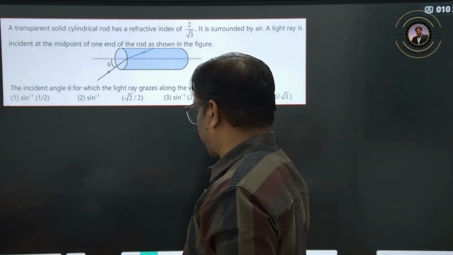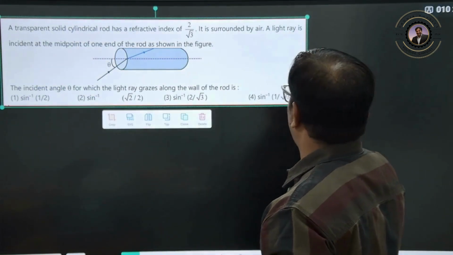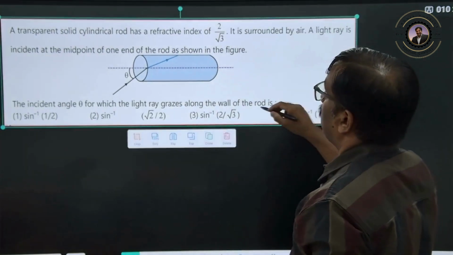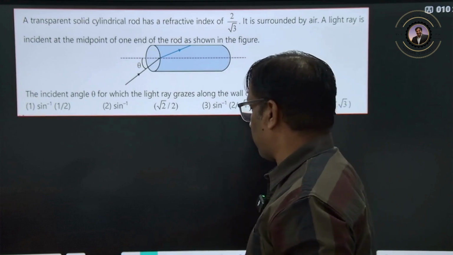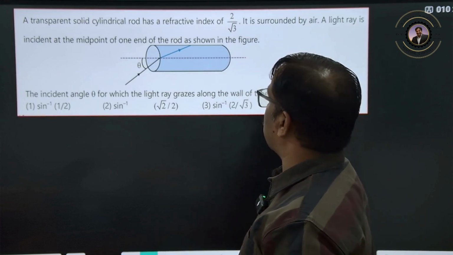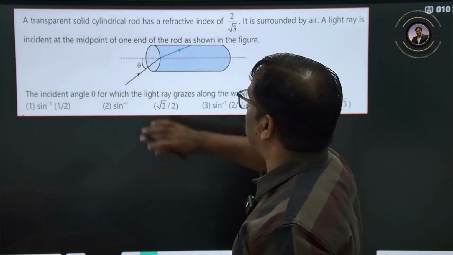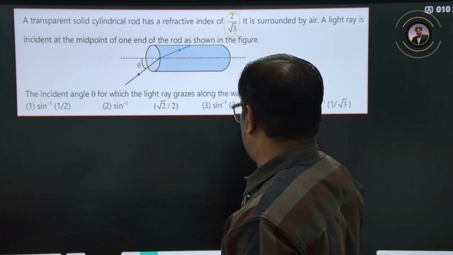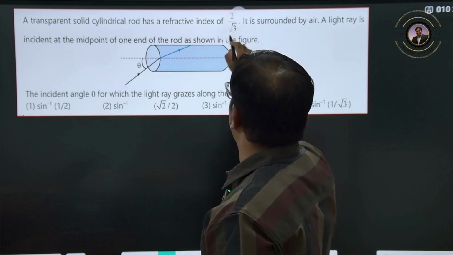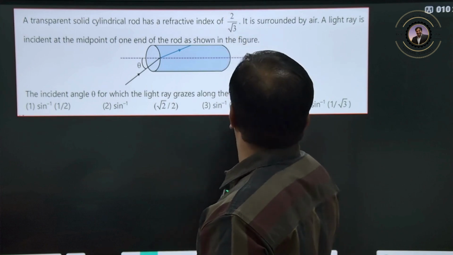Here, this is also one of your JEE Main questions. I think it is visible, right? Now, a transparent solid is there. This is a solid cylindrical rod of refractive index 2 by root 3, surrounded by air.